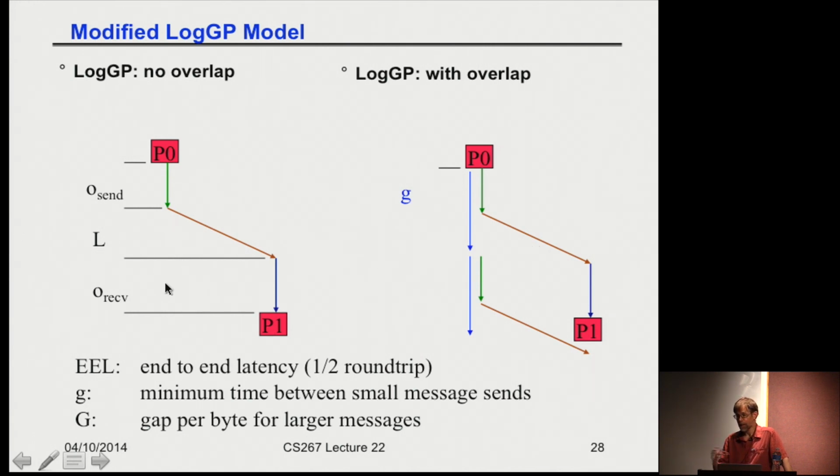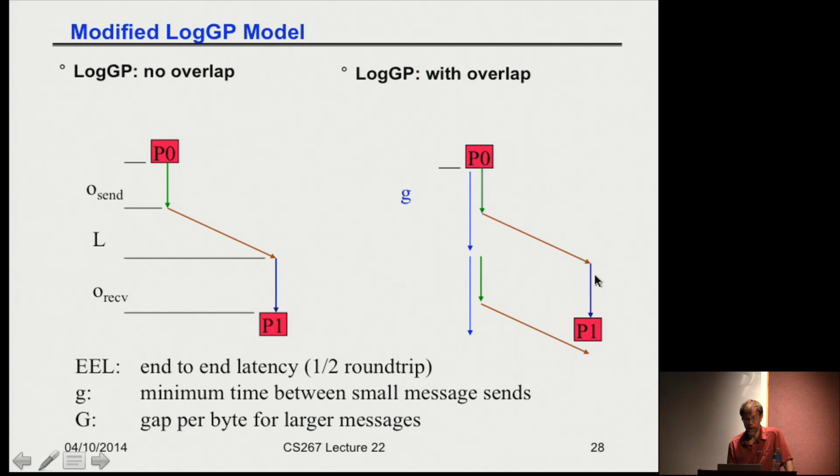But now, remember, I'm probably going to be sending something big. So let's suppose I need to send a lot of stuff to processor 1. I'm going to try to pump messages. I'm going to pipeline messages from processor 0 to processor 1. What does that look like? Well, here's the first message.